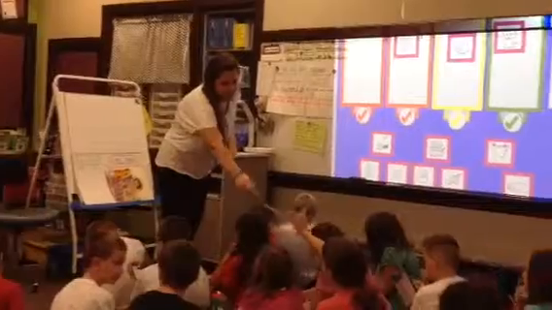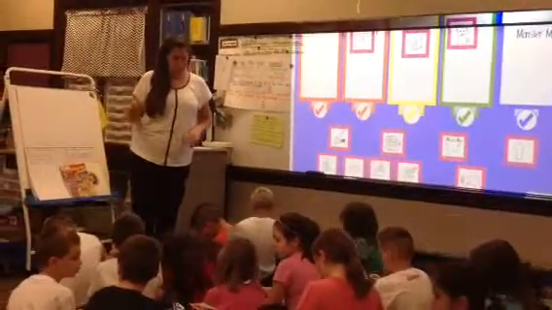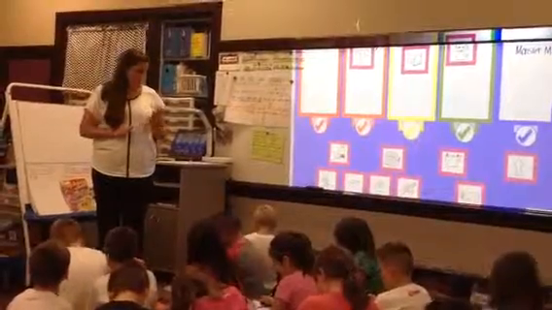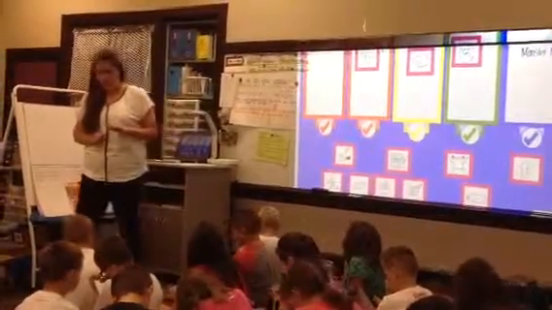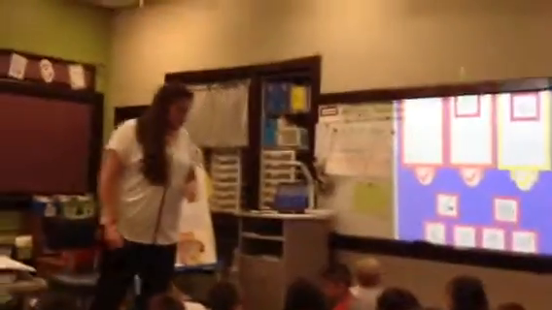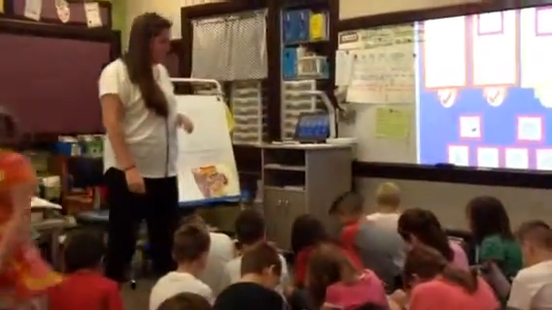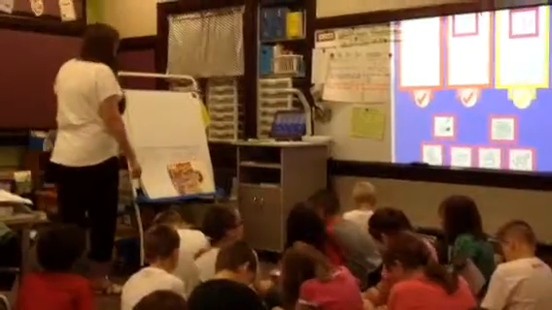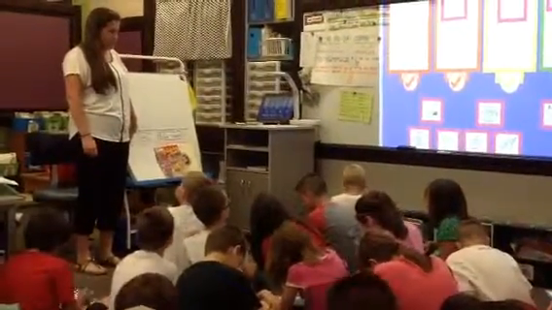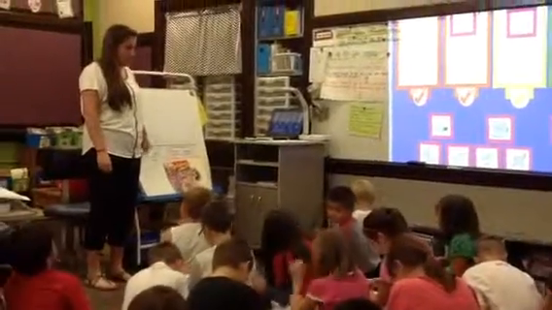Did anybody else not get one? Okay. We're only working in the short vowel side. Remember, I don't want to see anything in the long side. We haven't got there yet. Remember, we talked about usually they only have one vowel and it's usually right in the middle. So you usually have a letter, a vowel, and another letter.